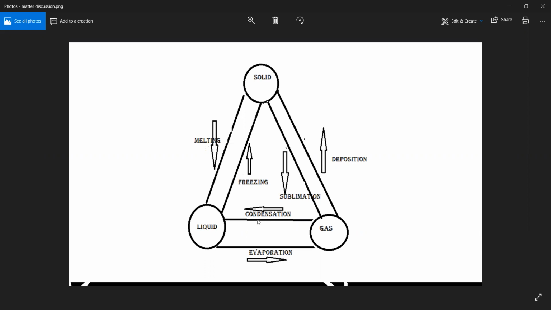Then we have condensation. Condensation is the process by which gas will turn into liquid. And for gas turning into liquid, we have an example as when we have water vapor moving up into the atmosphere, they will cool, condense, and then they will now fall again as rain.